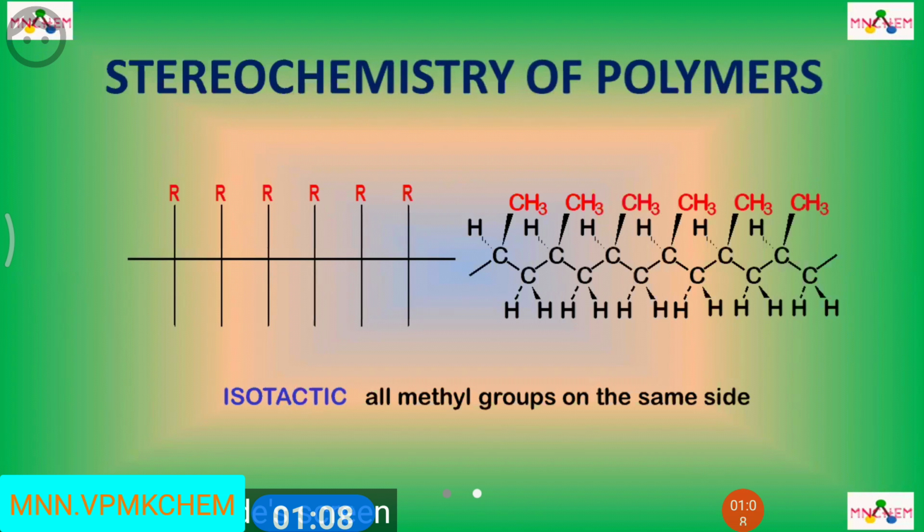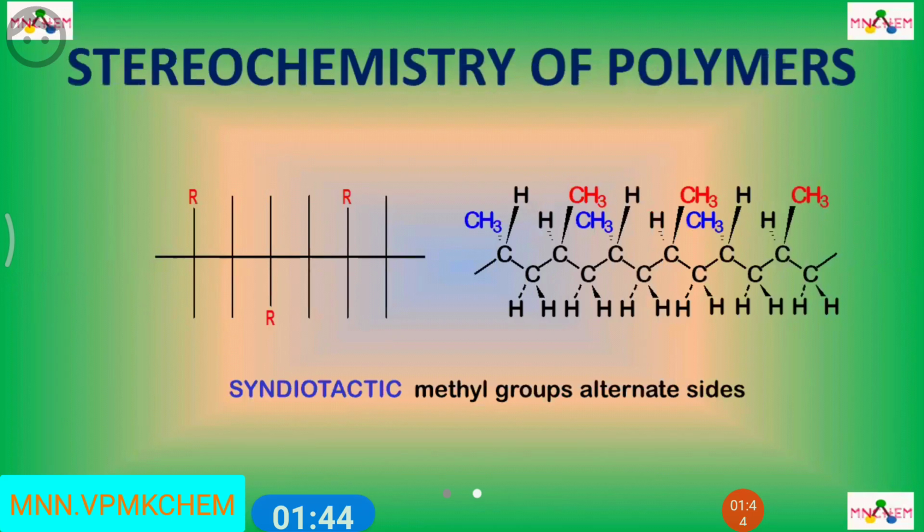First, in this picture, you can see the R groups are arranged on the same side of this polymeric backbone. So when we represent this polymeric chain with the wedge and dash formula, one can see the methyl groups are coming towards you. These are represented with these bold lines. Such polymers are known as isotactic polymers, in which all the substituents, here the methyl groups, are on the same side. This is an example of polypropylene.